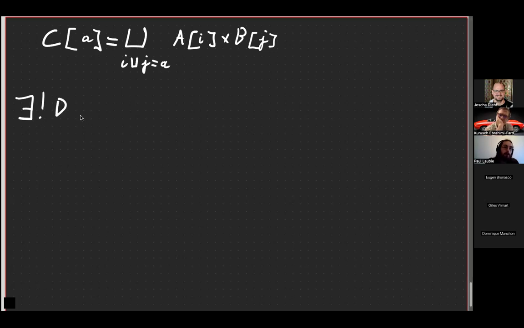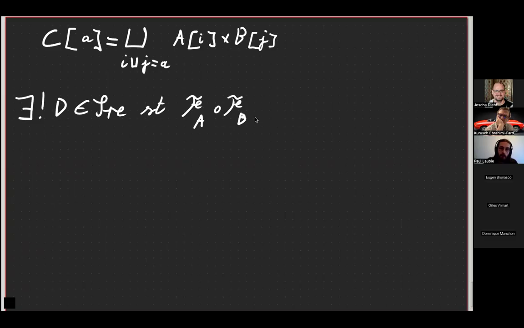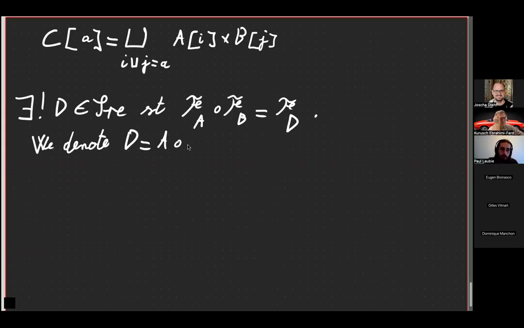Okay. So same, we have a unique D in the species so that f of A composed with f of B is equal to f of C. And we denote D to be a circle. So here, if you know about formal power series, you can retrieve the formula. It is a bit more convoluted, and I won't write it here because it is not useful, but it does exist. Okay. And so now we can define what we call an operad.